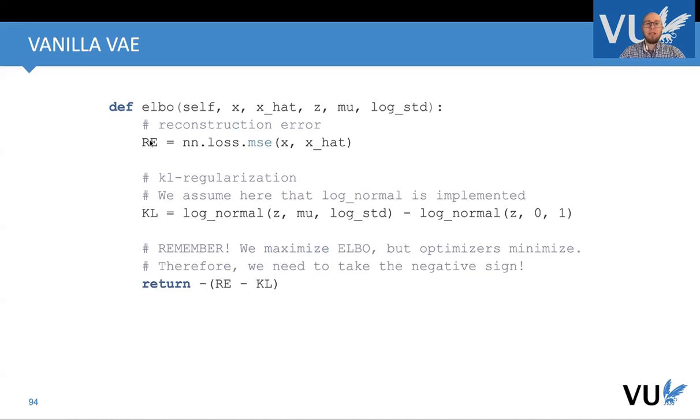First we need to calculate the reconstruction error, and for this purpose we use mean squared error, because remember, we assume that the Gaussian has standard deviation equal to 1. The Kullback-Leibler term is just the difference between the log normal for the variational posterior minus the log normal for the prior. Of course, here we assume that somewhere before we have this log normal implemented properly. And remember that in PyTorch we assume that we minimize an objective function. Since we maximize the ELBO, we need to take the negative value of the ELBO to have a minimization problem.